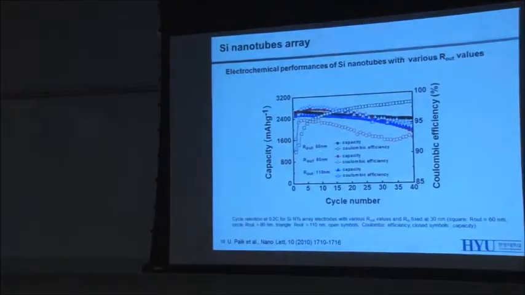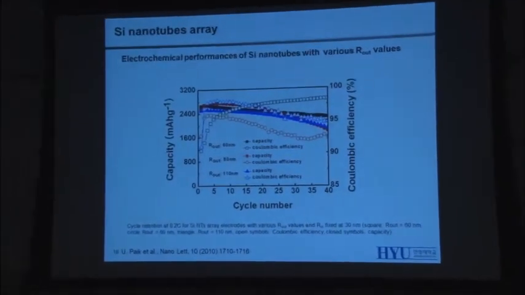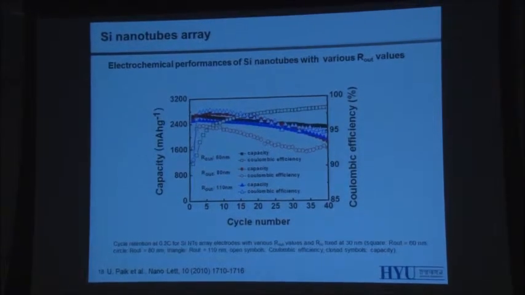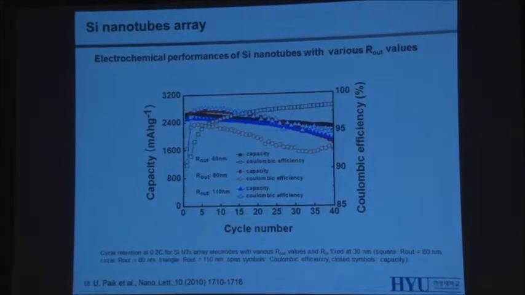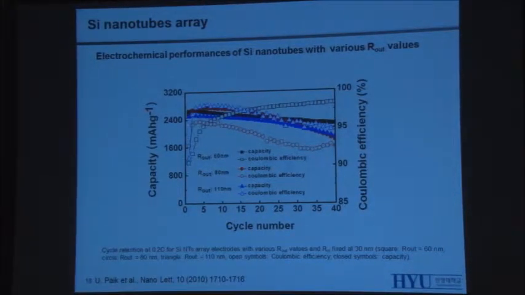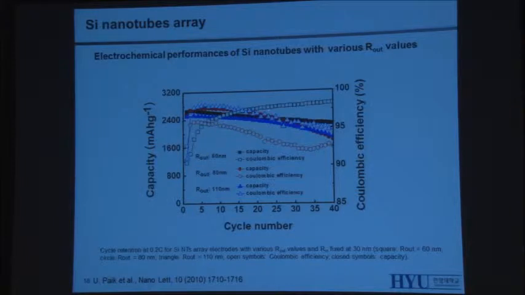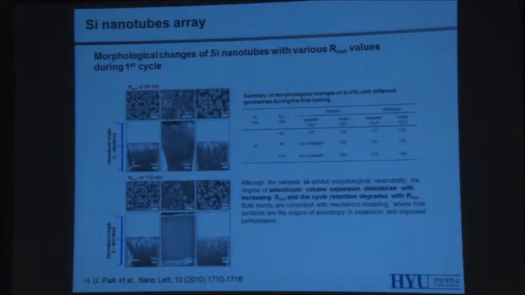You can see here, for three different thicknesses of silicon material, 60 nanometers shows the highest retention, around 82%, and the capacity is maintained at around 2300 milliampere hours per gram. We studied other diameters of silicon nanotubes, 80 nanometers and 100 nanometers, but the 60 nanometers shows the optimal conditions.